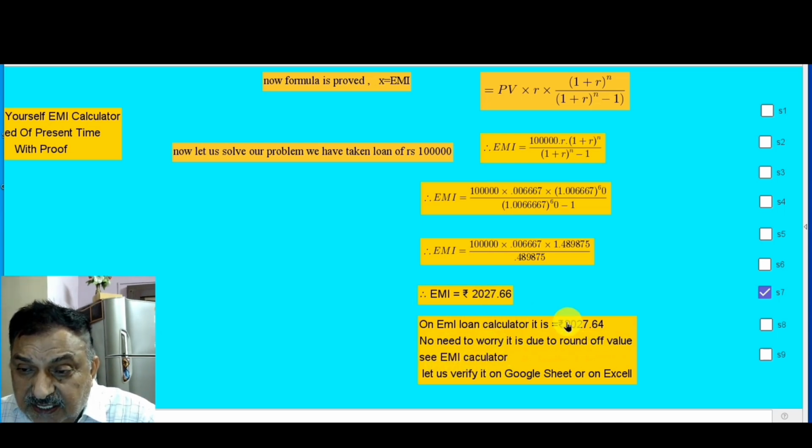Our value is this and the calculator value is this. Therefore both values are the same. Therefore our method is proved. Now let us verify it on the Google Sheet or on an Excel sheet.